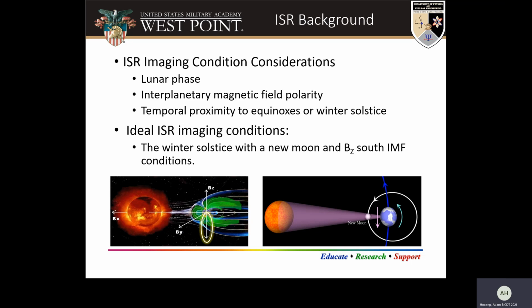To produce the highest quality data, ISRs require certain environmental conditions at the time of data collection. The most important three of these conditions are the lunar phase, the interplanetary magnetic field polarity, and the temporal proximity to equinoxes or the winter solstice at the time of data collection. The ideal conditions for an ISR to collect data would be on the winter solstice with a new moon and a predominantly Bz south-oriented IMF polarity. This would simultaneously minimize extraneous signal noise while ensuring that the scintillations we are seeking to study are present.